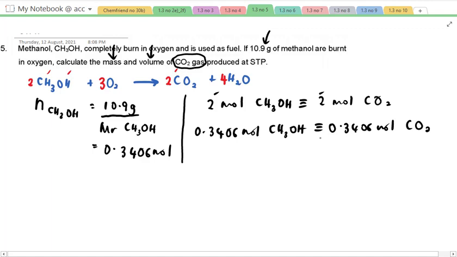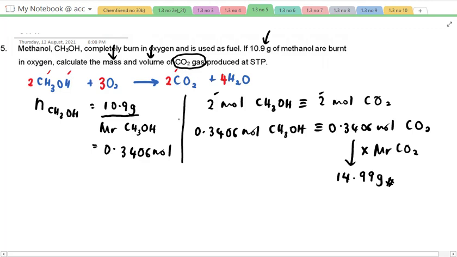Okay, once you have done the mole, of course you can calculate the mass. As usual, you have to multiply with the molar mass of CO2. So the answer is 14.99 gram. That is the answer for mass.